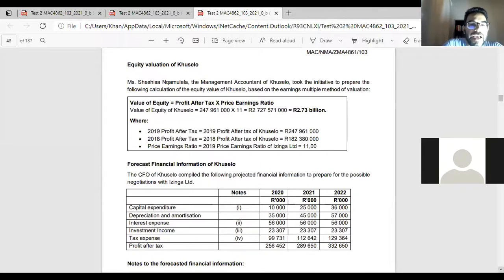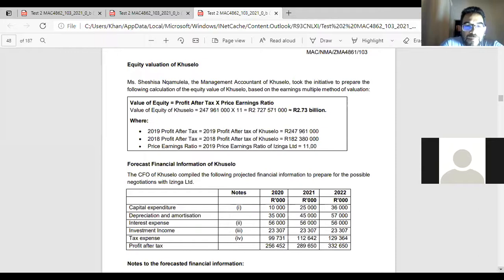Okay, so now we're going to look at the equity valuation. So they say Miss S, the management accountant of Coselo, took the initiative to prepare the following calculation of the equity value of Coselo based on the earnings multiple method of valuation. So here they're giving you a valuation, the earnings multiple, the PE multiple. We need to see what earnings multiple they used. So it's value of equity equals profit after tax multiplied by the price earnings ratio.